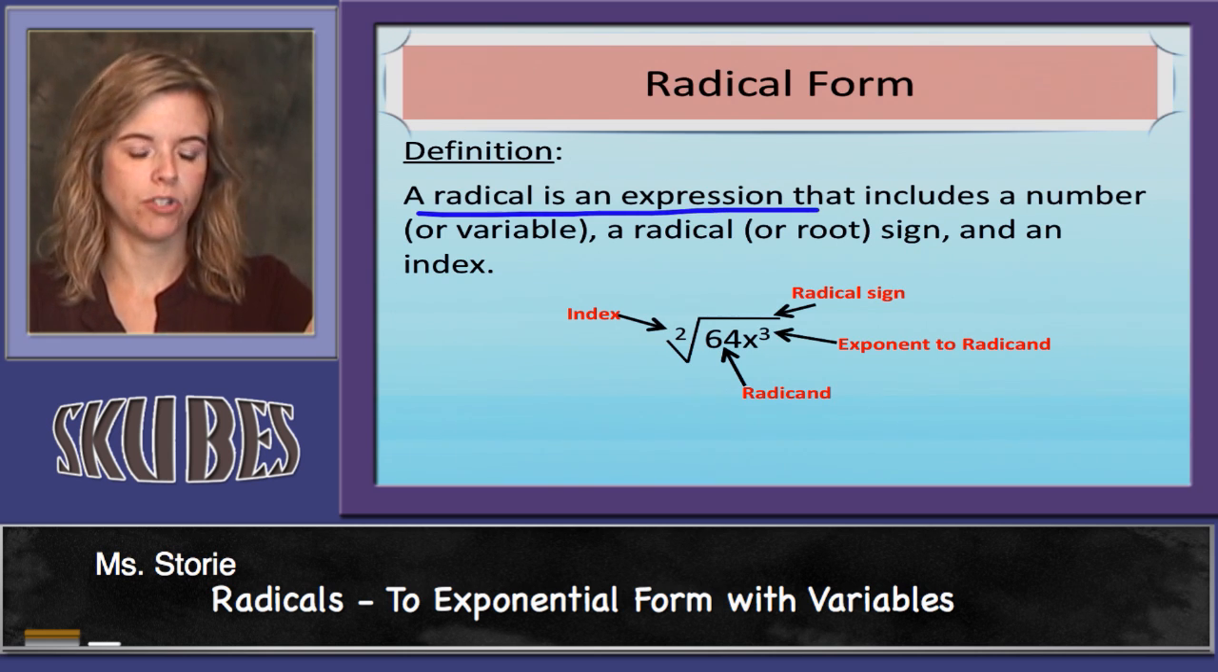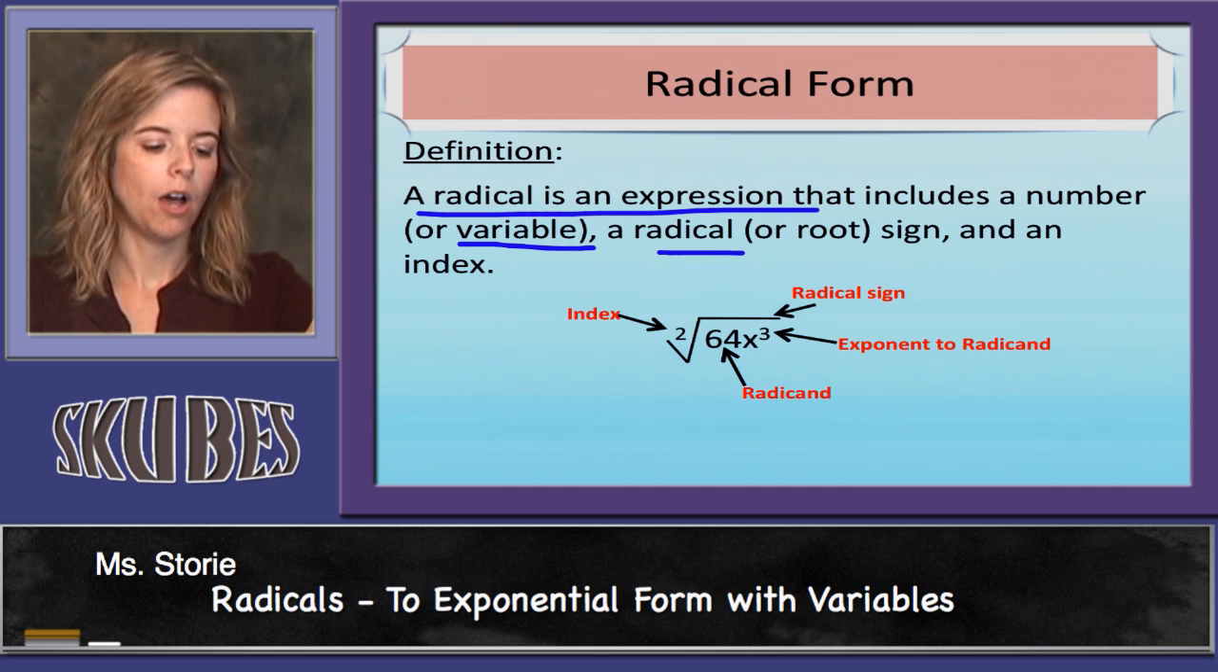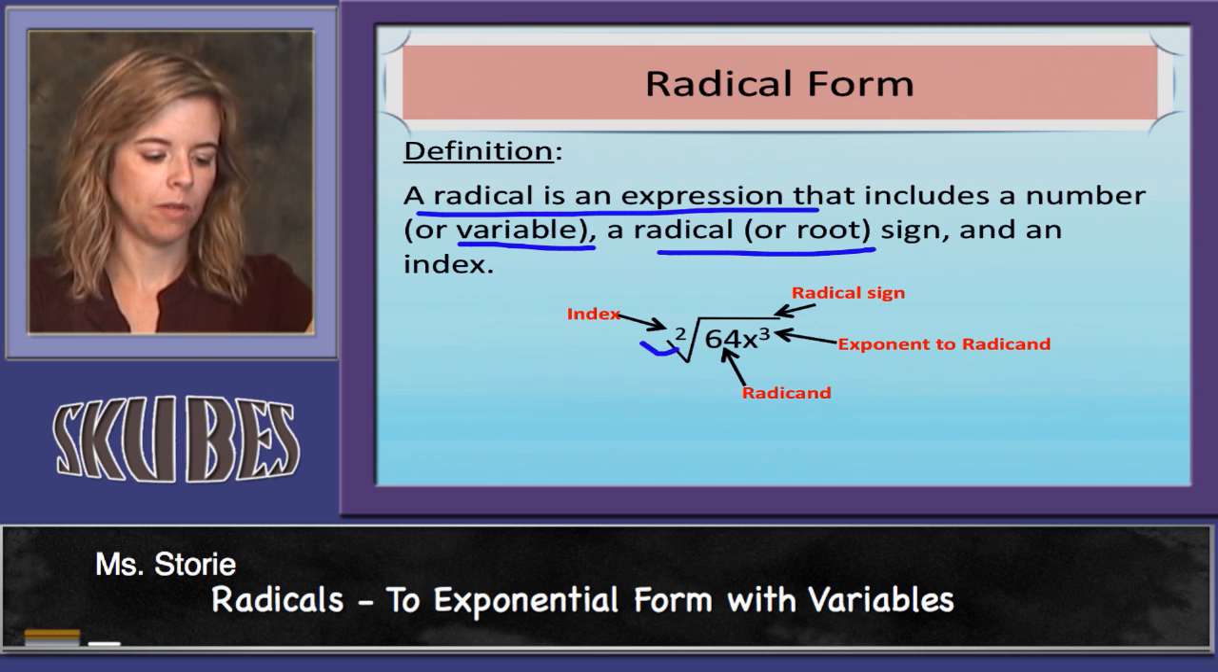A radical is an expression, so no equal sign, that includes a number or a variable, a radical or root sign, and an index. Remember, the index is the teeny tiny number. I've got my variable and my coefficient, and there's an exponent as well, and all those are the radicands, and then it's all underneath the radical sign.